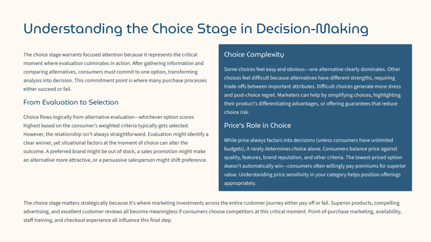Moving on to choice complexity, decision flow generally follows evaluation. The consumer looks at all options, scores them based on their weighted criteria, and usually picks the highest scoring one. But it's not always so straightforward. Situational factors at the moment of choice can shift the outcome. For example, a preferred brand might be out of stock, a sale might make an alternative more appealing, or a persuasive salesperson might sway the decision. These factors can alter what seems like the obvious choice.